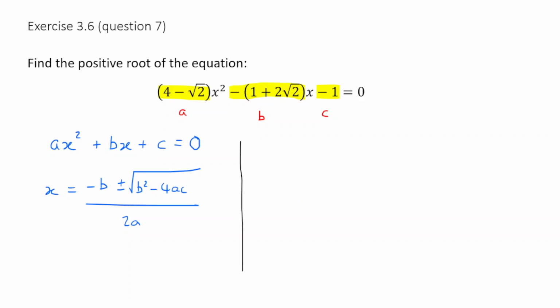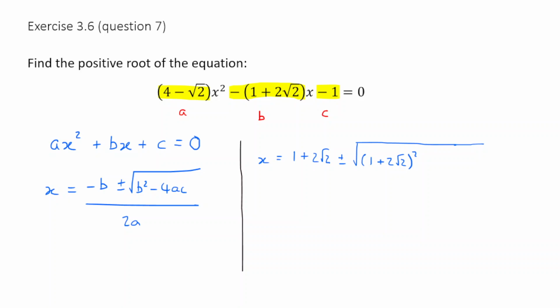We can just substitute these into our quadratic formula. So x is equal to minus b. Well, that's going to be minus minus 1 plus 2 root 2. So we get 1 plus 2 root 2 plus or minus the square root of b squared. Well, that's going to be 1 plus 2 root 2 squared, and I can ignore the negative sign, because if I square a negative, I'm just going to get a positive.